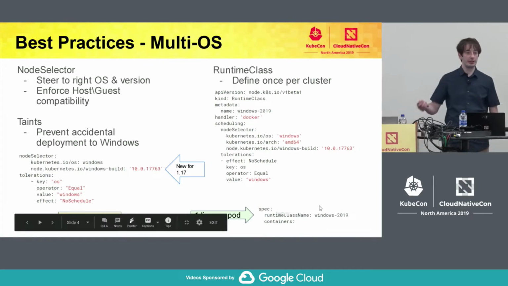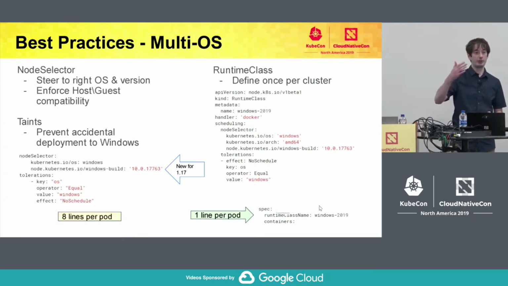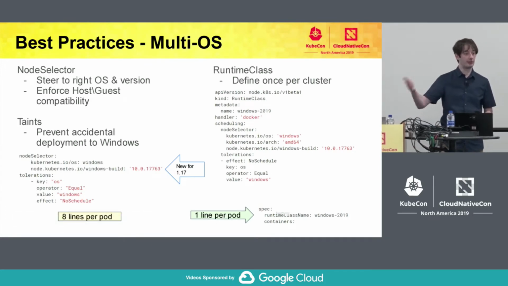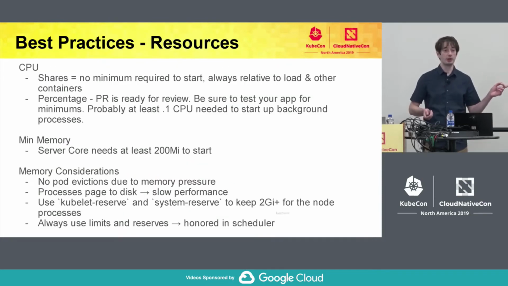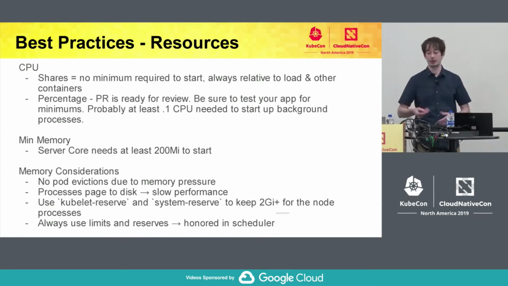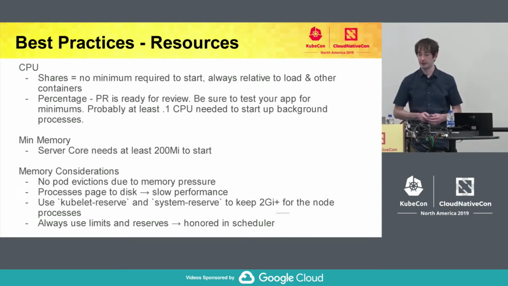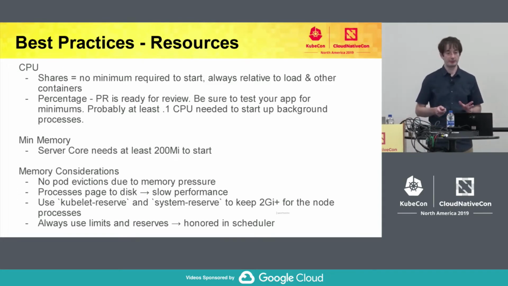And so in this case, if I wanted to deploy a newer version of Windows side by side, I could add a second runtime class, and I'm just telling my developers to add one line to their deployment, and then their workload will get steered to whichever version of Windows they're doing. This is something that's in a doc PR for 1.17, and we're recommending that as a way to go forward and make it easier to smoothly run multiple versions in the same cluster. So that's something to look at from a scheduling standpoint.